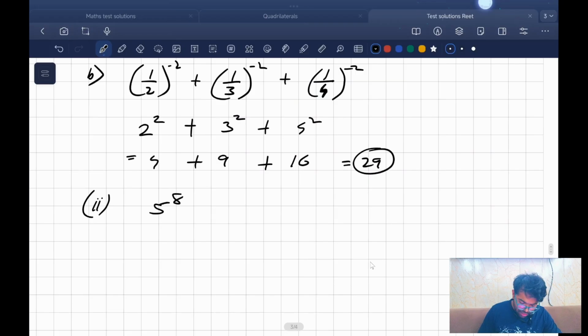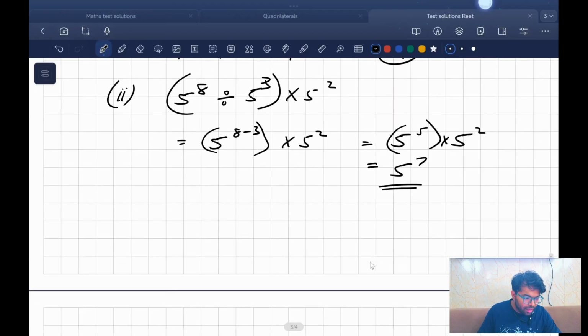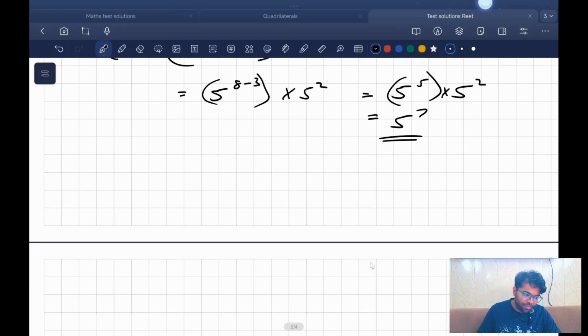अगला नंबर 2, 5 to the power of 8 divided by 5 to the power of 3 multiplied by 5 square. तो इसको कैसे लिख सकते हैं? 5 to the power of 8 minus 3, डिवाइड मतलब माइनस ना, multiplied by 5 square. तो 5 to the power of 5 multiplied by 5 to the power of 2 is equal to 5 to the power of 7. समझ में आ गया? सही है.